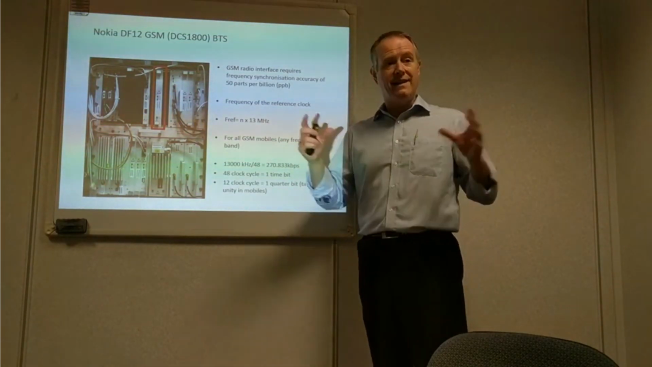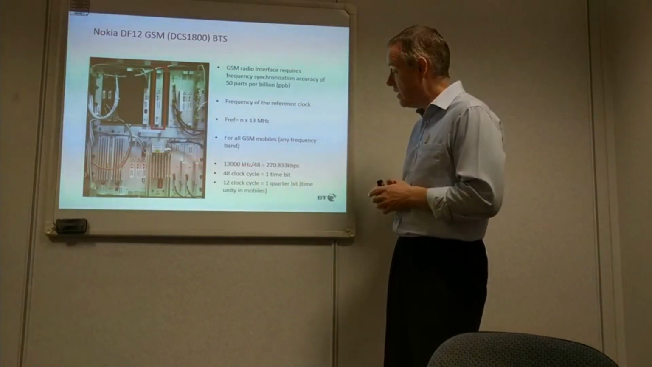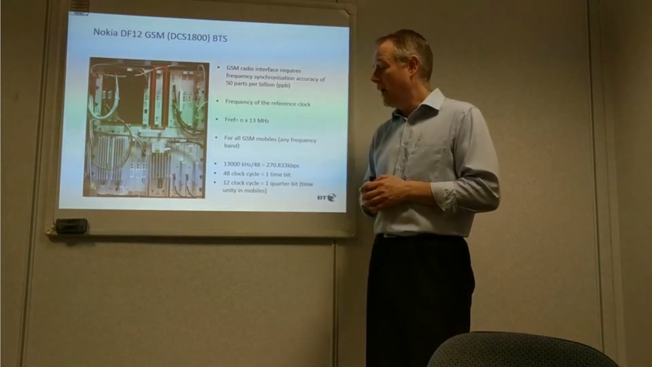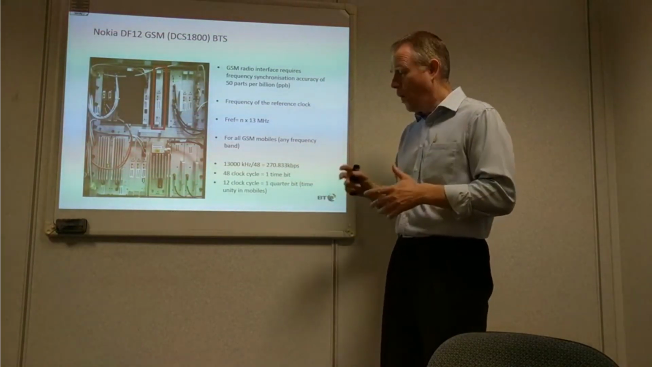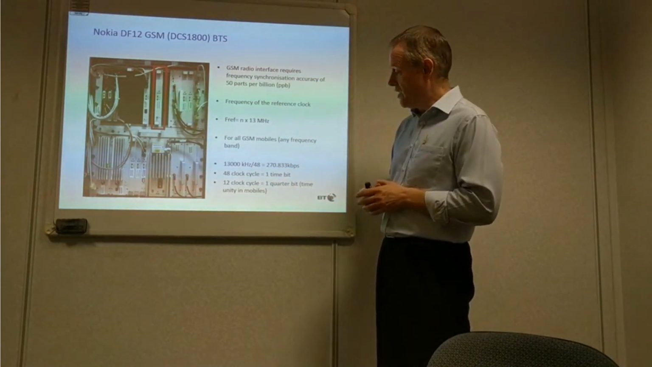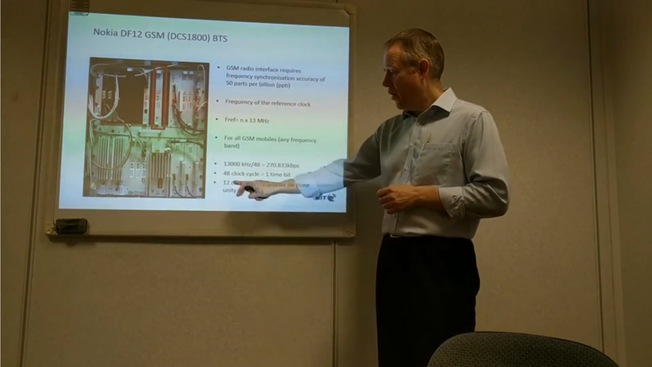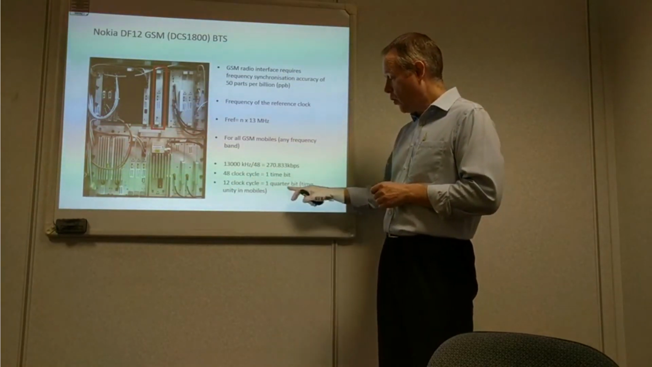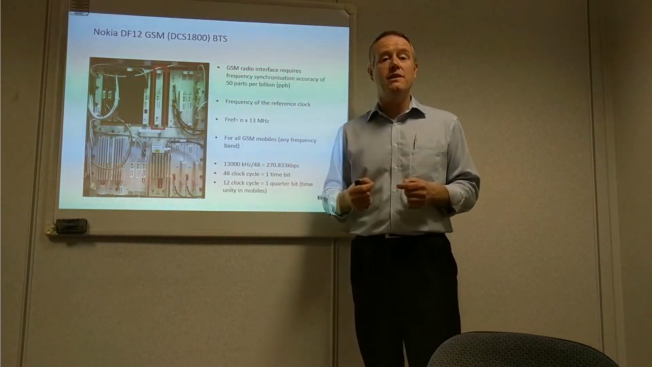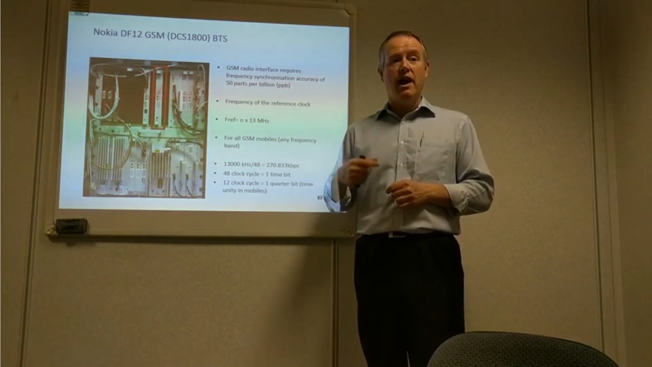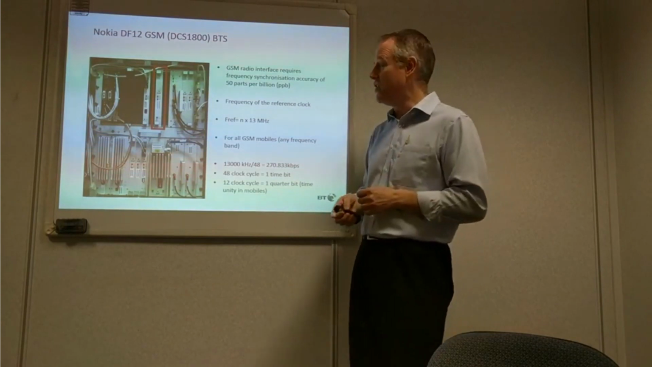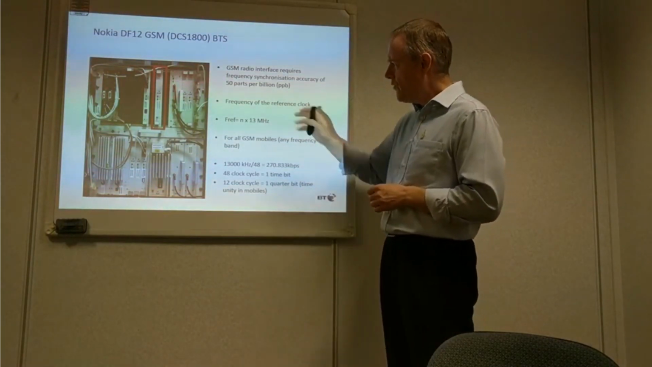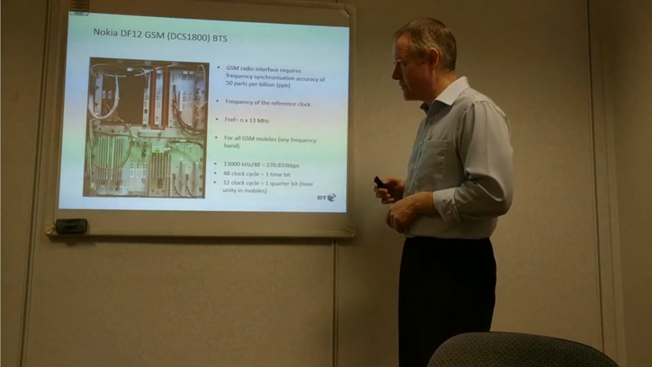If you remember, that TDMA frame had that gross data rate of 270.833 kilobits per second. And from that, we can derive a one-time bit, which is 48 clock cycles, or a 12 clock cycle quarter bit, which is the time unit used within a user equipment, or an MS as we called it in the days of GSM, a mobile station. So we've got a 13 megahertz clock reference.